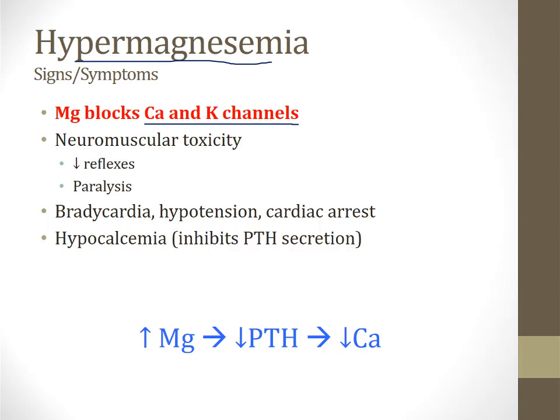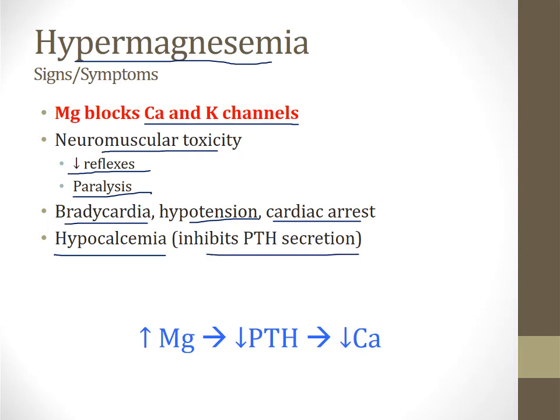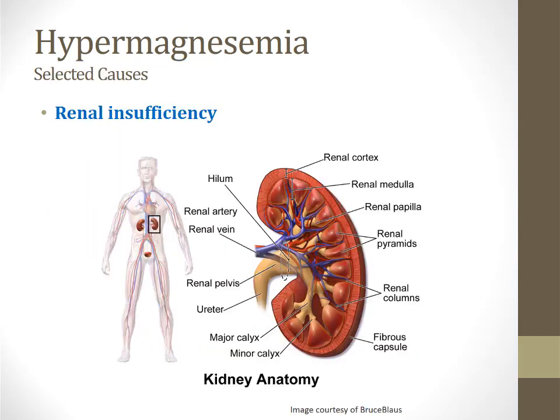So for example, patients with hypermagnesemia often have neuromuscular toxicity. This presents as decreased reflexes and weakness that can progress to paralysis. They also have cardiac dysfunction. Things like bradycardia and hypotension and even cardiac arrest can occur. And then finally, hypermagnesemia can cause hypocalcemia, and this is because magnesium can inhibit parathyroid release. In the video in the endocrine section on the parathyroid gland, I talk about how high levels of magnesium can shut down parathyroid hormone release, and this can lead to hypocalcemia. There's really only one important cause of hypermagnesemia, that's renal insufficiency.